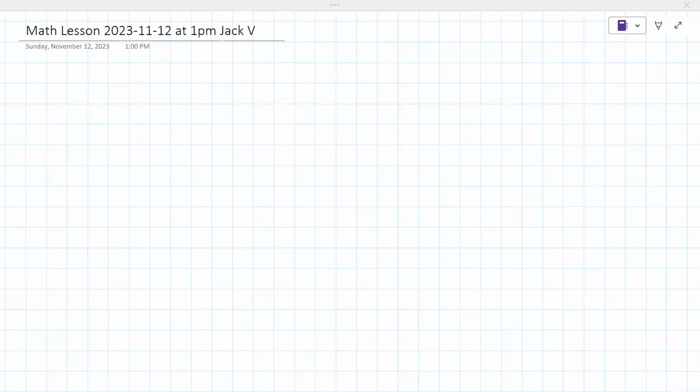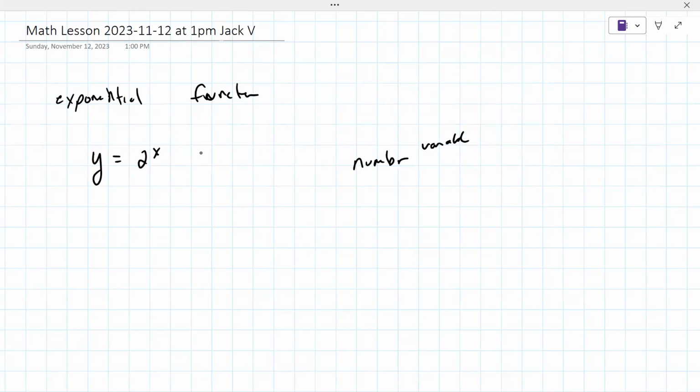All right. Well, let's talk a little bit about exponential functions. So something like y equals 2 to the x. So this is different than maybe what you've seen before. It's a number to a variable. Have you seen that before? Maybe in a previous class? Maybe, I don't know. Any idea what the graph of this looks like?